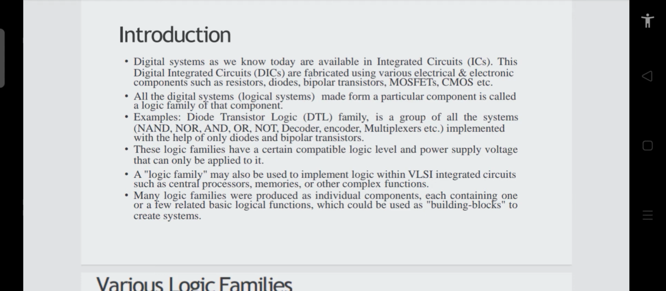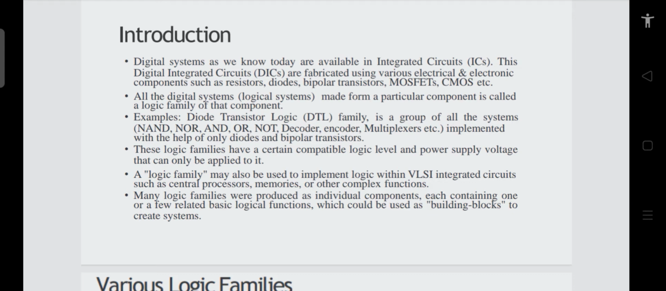If you are able to implement any universal gate, then obviously we can implement any gate with the help of that universal gate. Let's suppose I want to realize a NAND gate in a certain logic family, say DTL. That NAND gate will be realized with the help of a combination of diodes, transistors and resistors. Then it is called a DTL family. If it is realized with the help of all transistors and resistances, then it is called the TTL family, the transistor logic family, and similarly the others.